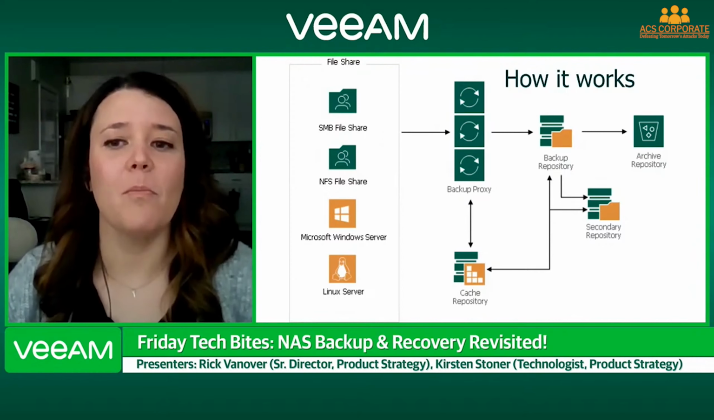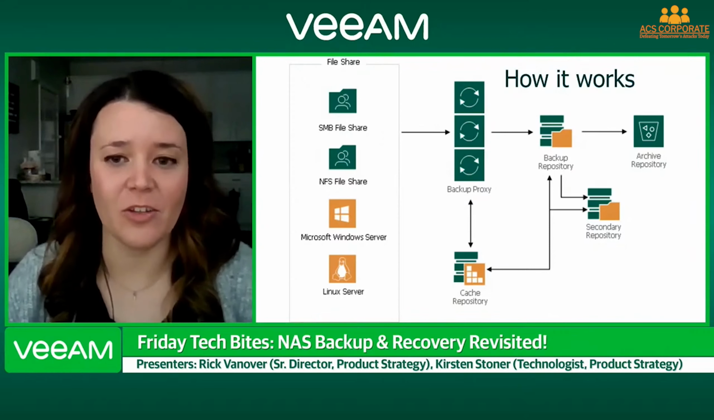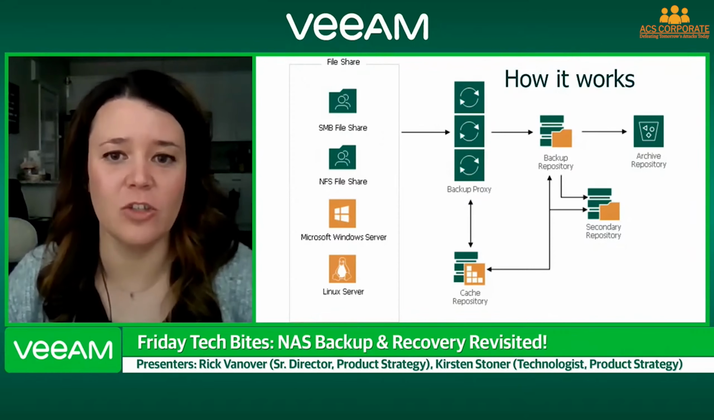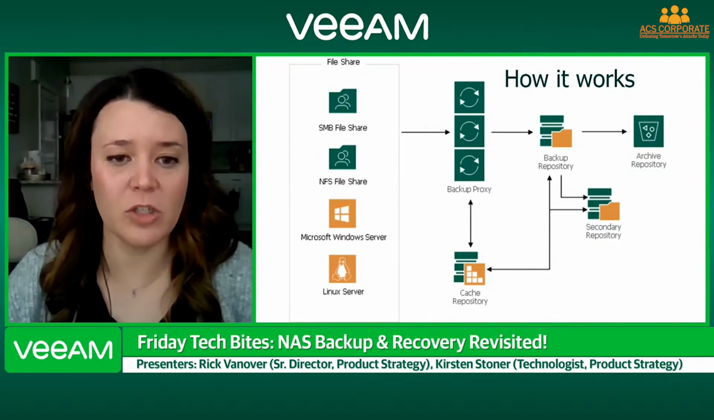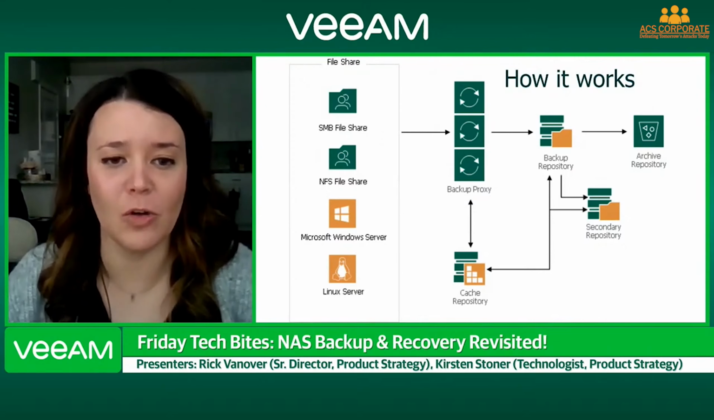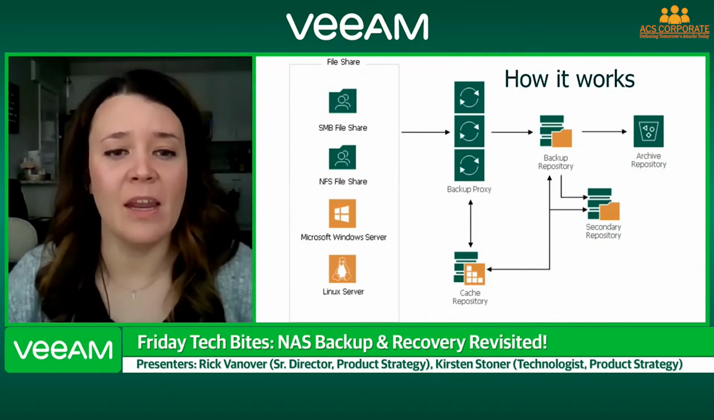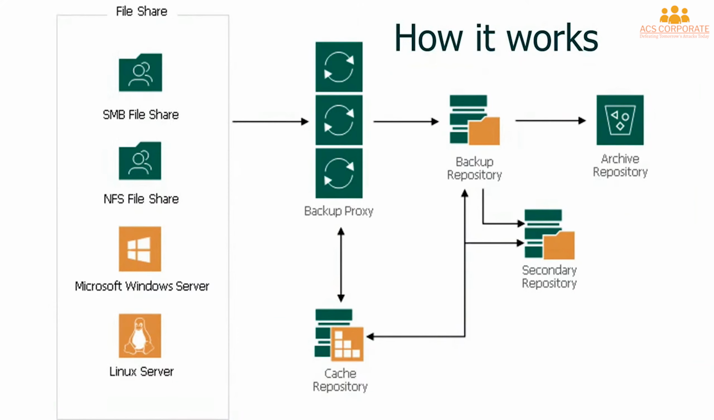Because once that proxy reads that file share, it's going to create that CRC tree. And with each subsequent backup, the original CRC tree will be compared to the new one. That's going to let the backup proxy know, hey, this is the changed data. This is the only data that we need to move to the backup repository. So you're really going to get those fast incremental backups that we all know and love today.